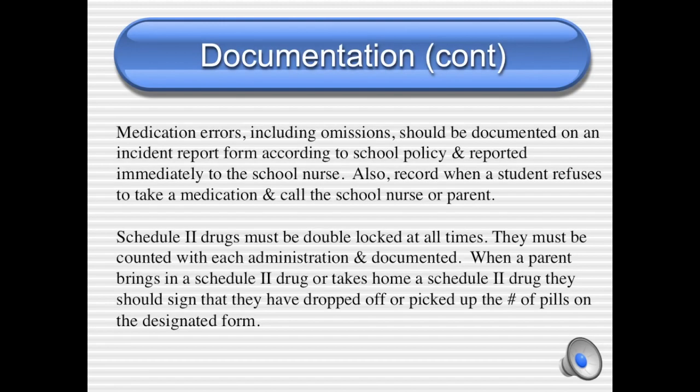Medication errors, including wrong dose, wrong student, or missed medications, should all be documented on a medication error form and the school nurse notified. Schedule 2 drugs. These are going to be your ADHD medications. They need to be in a double-locked cabinet. They need to be counted when a parent brings them in, documented, and have both parent and person receiving them sign the form. They also need to be counted after each dose given and signed off on the form.